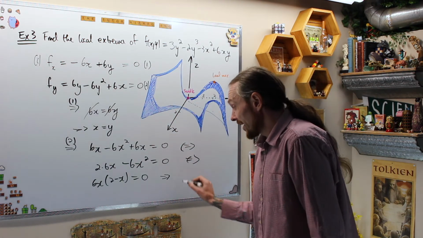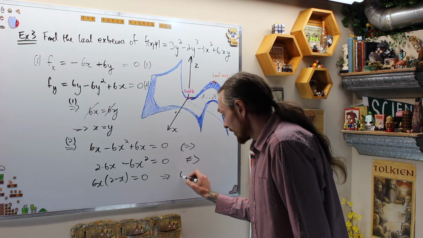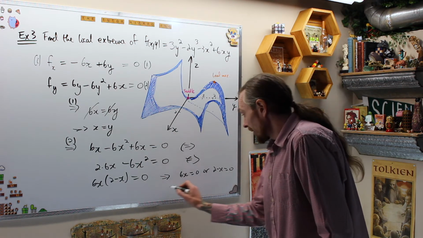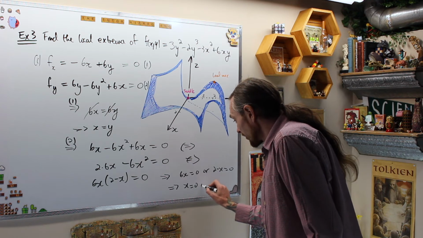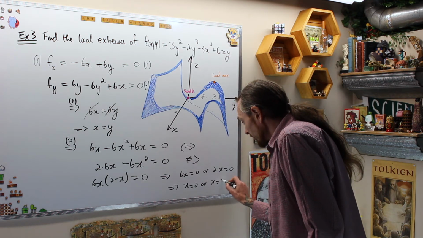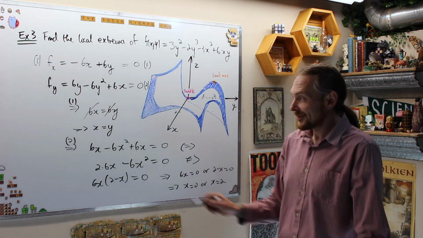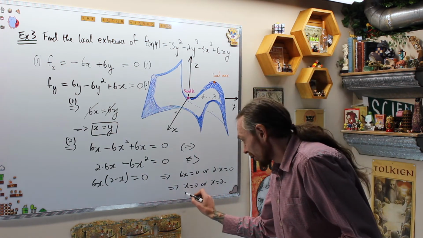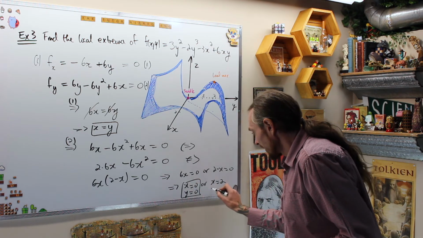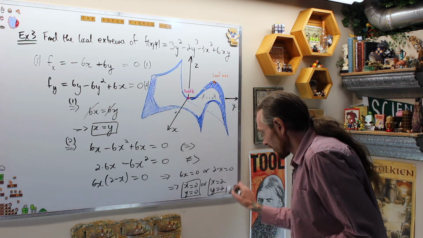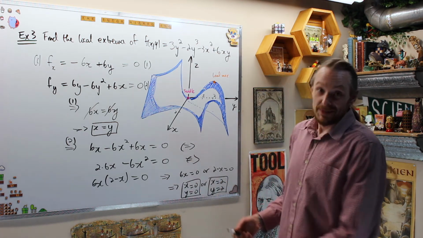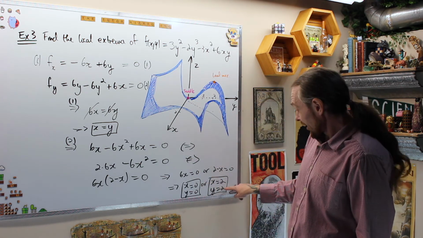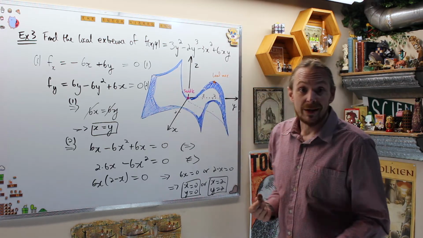That tells me that 6x equals 0, or 2 minus x equals 0, and that will give me x equals 0, or x equals 2. And the first equation tells me y equals x, so that will tell me y is 0 and y is 2 also. So I get, already, at least in the picture it's matching, I got the point 0, 0 and I got the point 2, 2. Now let's find out what happens there.